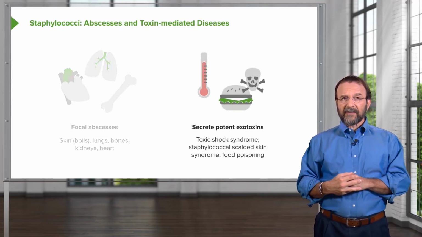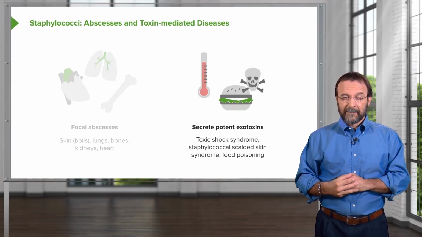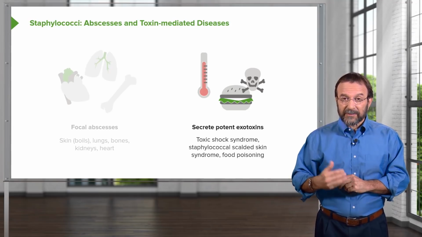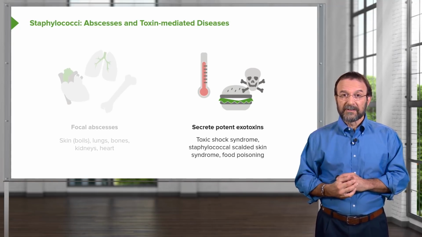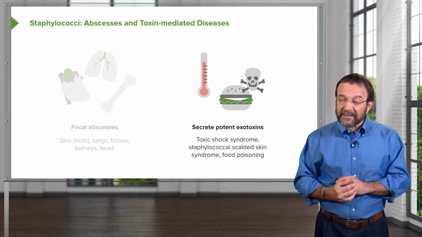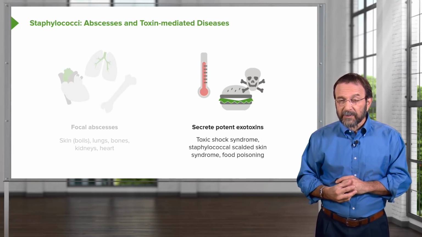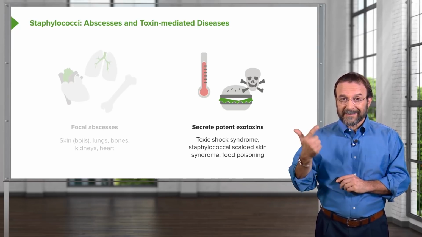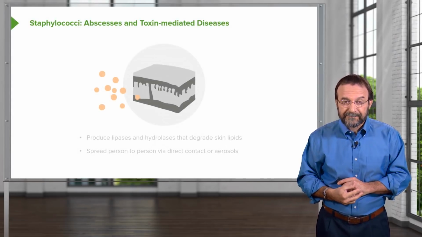A general feature of the Staphylococci is that they secrete potent exotoxins. We talked about exotoxins in a previous lecture on bacteria. These are proteins that are produced and elaborated from the bacteria that have effects on the host. In the case of Staphylococci, these include the toxic shock syndrome toxin, staphylococcal scalded skin syndrome, and food poisoning. These are all a consequence of the production of toxins. The toxic shock, the scalded skin, the food poisoning are all consequences of toxin production and their effects.